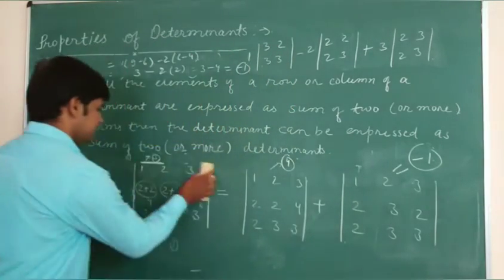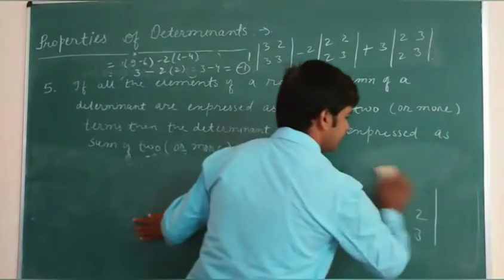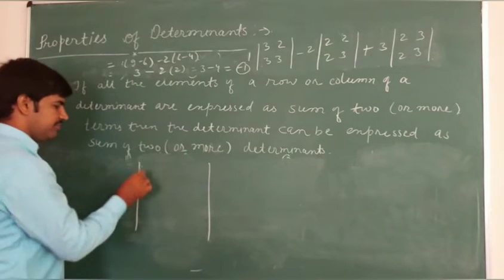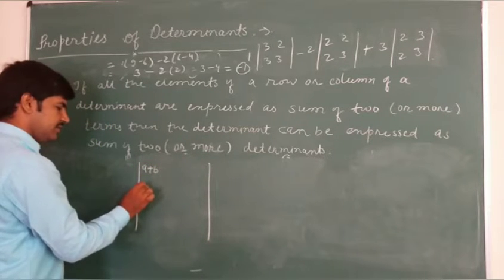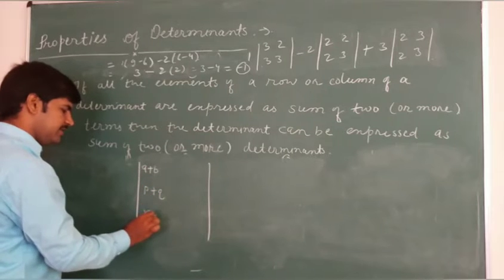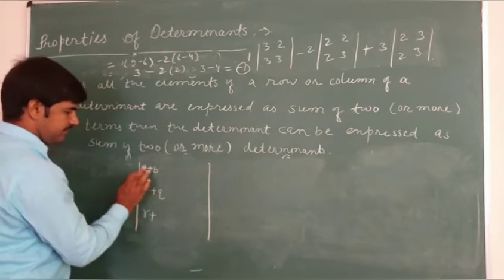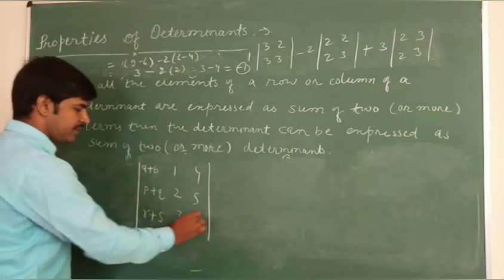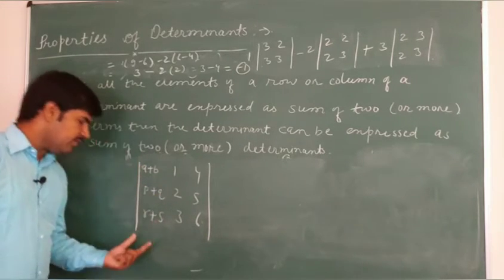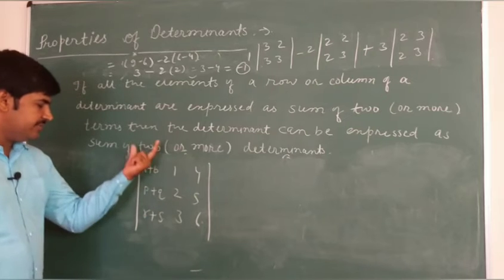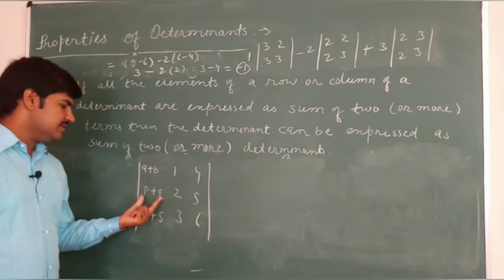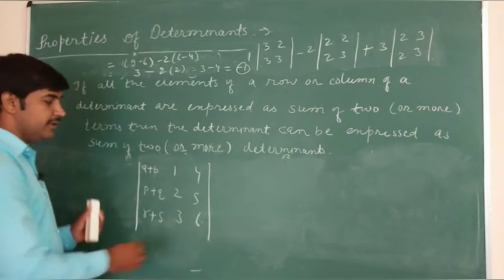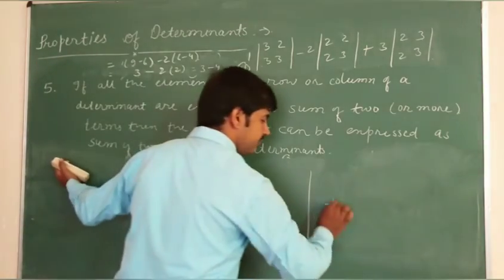We can quickly take some more determinants to use this. Suppose there is a determinant with first column a plus b, p plus q, r plus s, and the other columns 1, 2, 3, 4, 5, 6. What do we notice here? C1 of this determinant, meaning the first column, contains all three elements expressed as a sum of two terms. Therefore, the determinant can be expressed as a sum of two determinants.